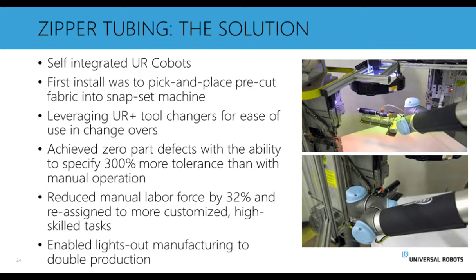They achieved 0 part defects with the ability to specify 300% more tolerance than with a manual operation. Now, in this case, they were able to reduce their labor force by 32% and reassign more customized, highly skilled tasks to their remaining employees, thus doubling their production and enabling lights-out manufacturing.